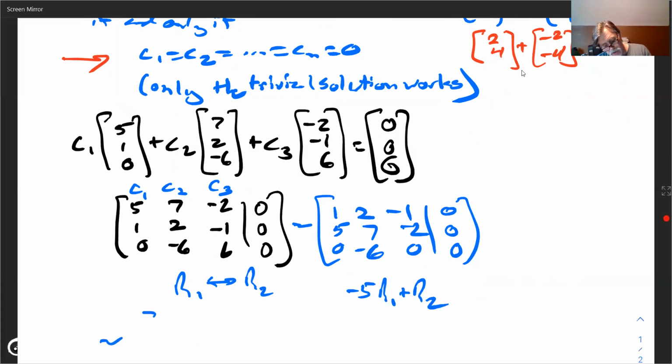We get this matrix. So 1, 2, negative 1, a bunch of zeros, and you get a 0. There's already a 0 there. And so we're going, okay, and this guy, oh, that's a 6 and a 6.